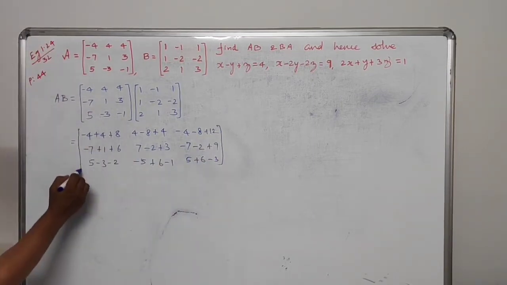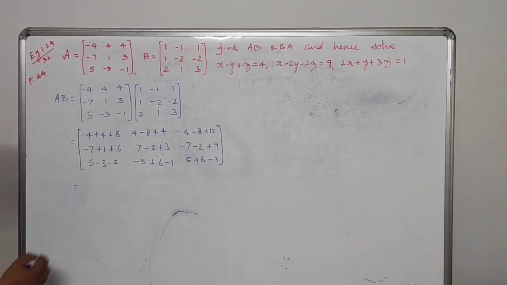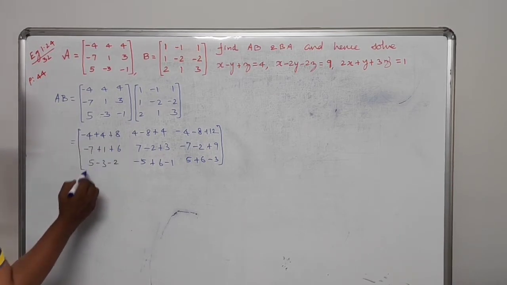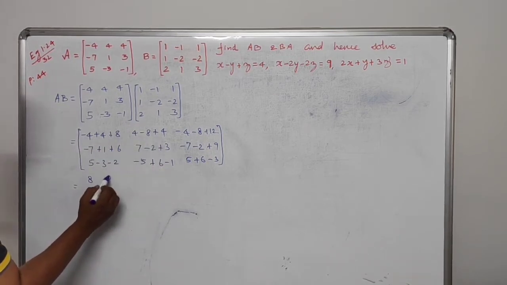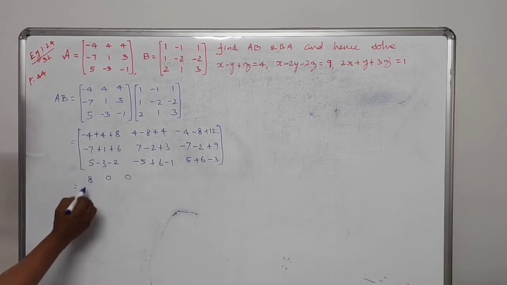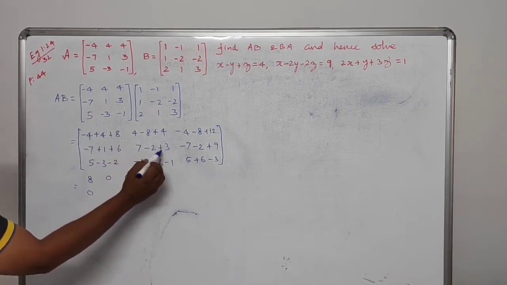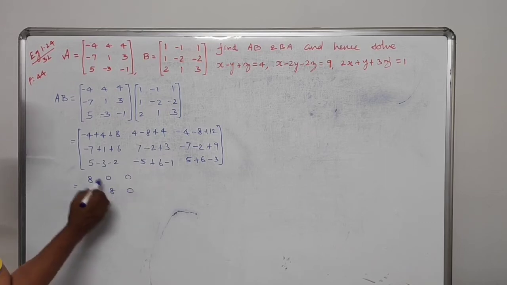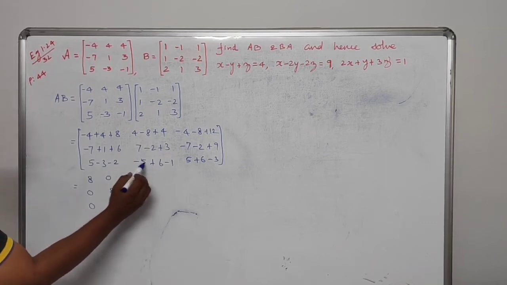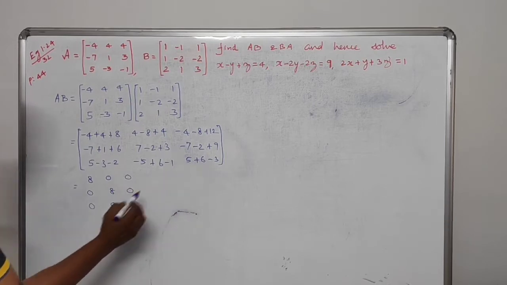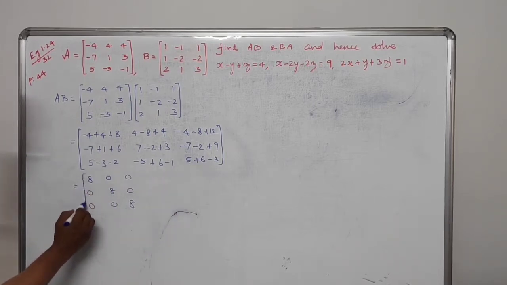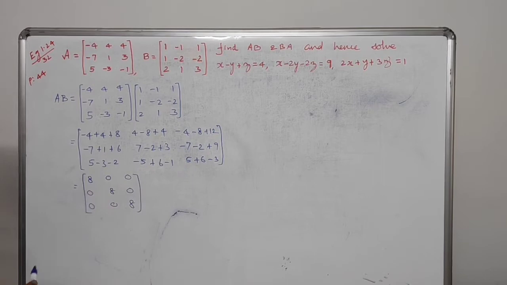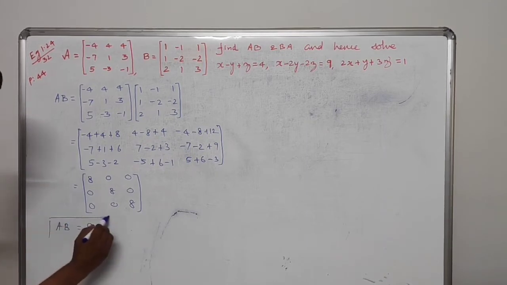Now if you take this, you can get minus 4 plus minus 7, which gives 8, then this is 0, that also 0, then this is 0, this 10 minus 2 is 8, this is 0, then this also 0, here also 0, and this 11 minus 3 is 8. You can see this is equal to 8 times I3. Therefore the product AB is equal to 8 times I3.